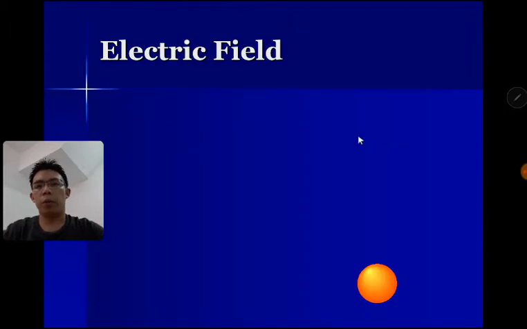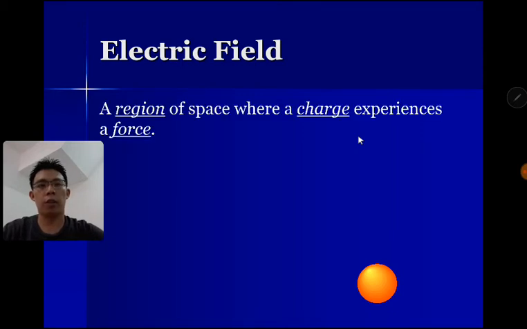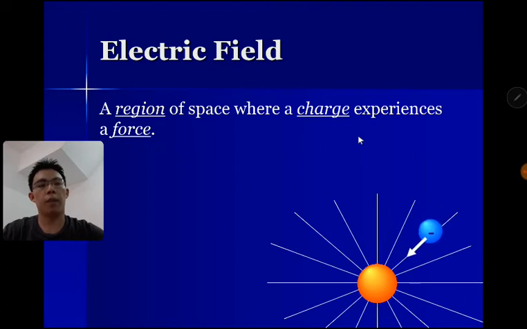Just like the football field, where a ball experiences a force when you kick it around, inside an electric field it is a charge, not the ball, that experiences a force. Just an analogy. By definition, it's a region of space where a charge experiences a force. As the animation down here shows, we have a positive charge, and in the space around it we place a small negative test charge, and it gets attracted to the positive charge. So this charge experiences a force from the positive charge.